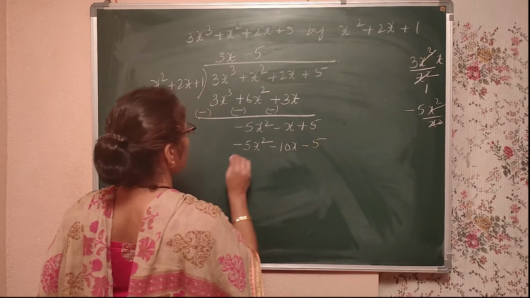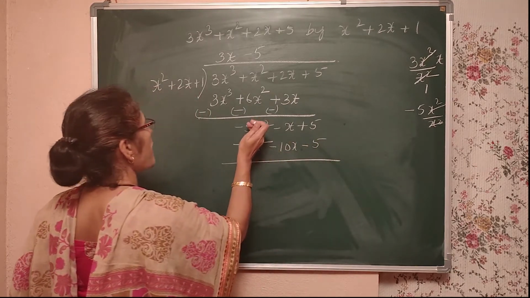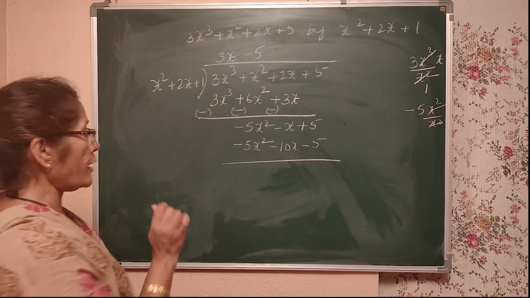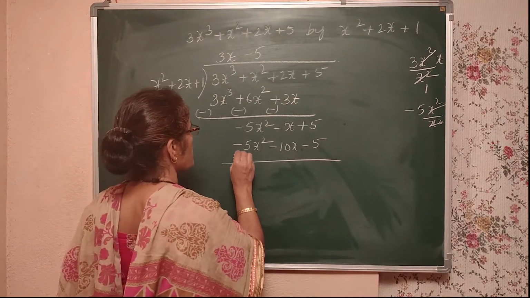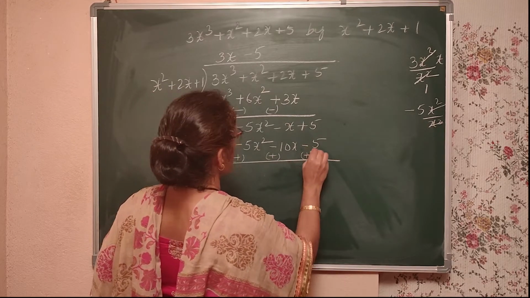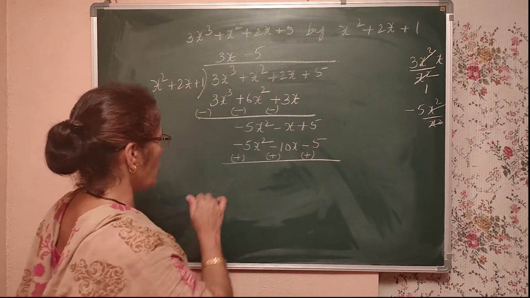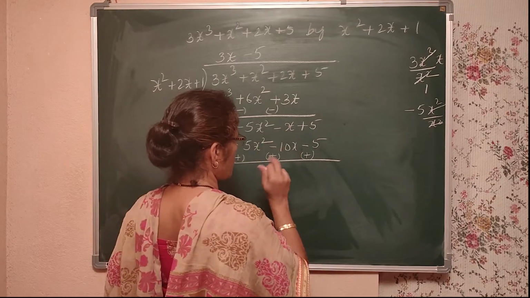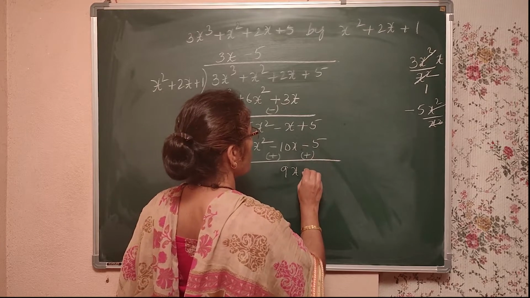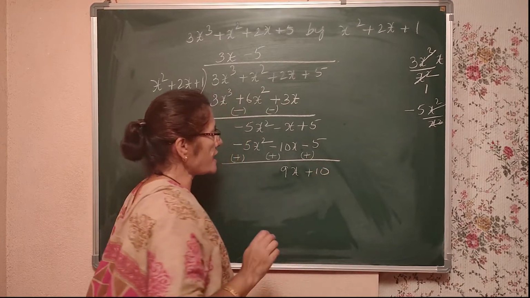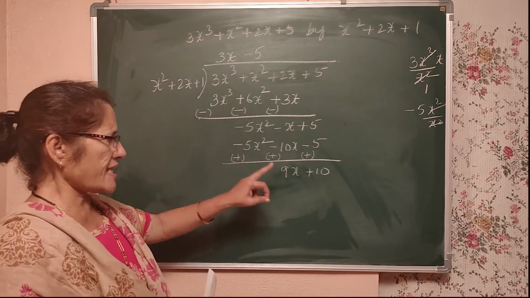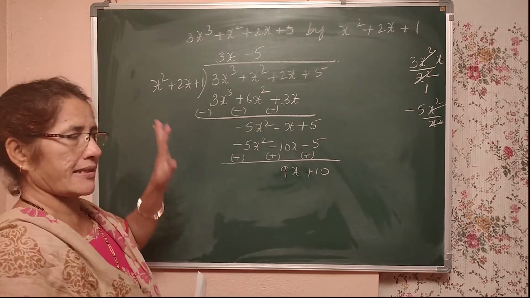Now what is your next step? Again you have to try to cancel the first term. In order to cancel the first term, you have to subtract and you have to change the sign. Minus becomes plus, minus becomes plus, minus becomes plus. Right? So 0, minus x plus 10x is 9x, plus 5 plus 5 is 10. Now what is the next step? Here 9x is there, here x square is there. Is this power less than this? Yes.